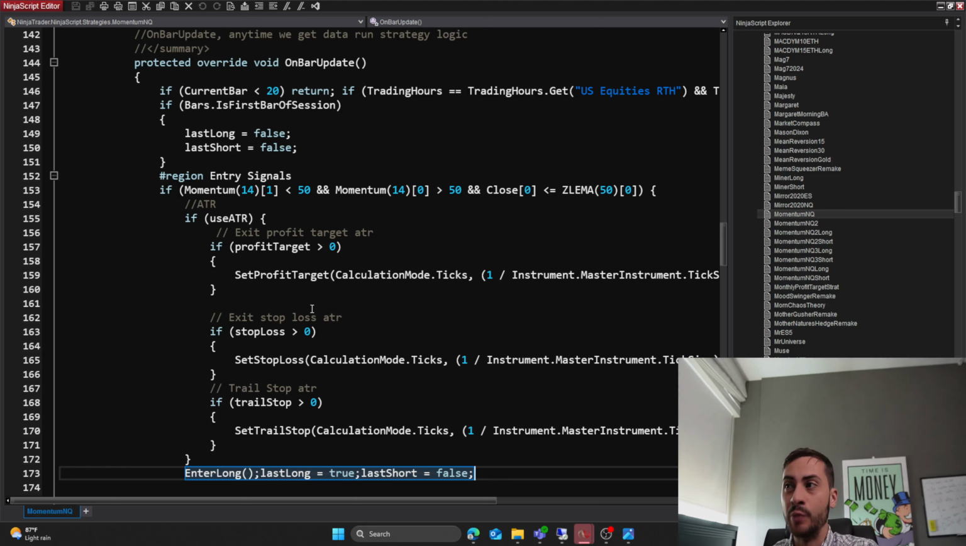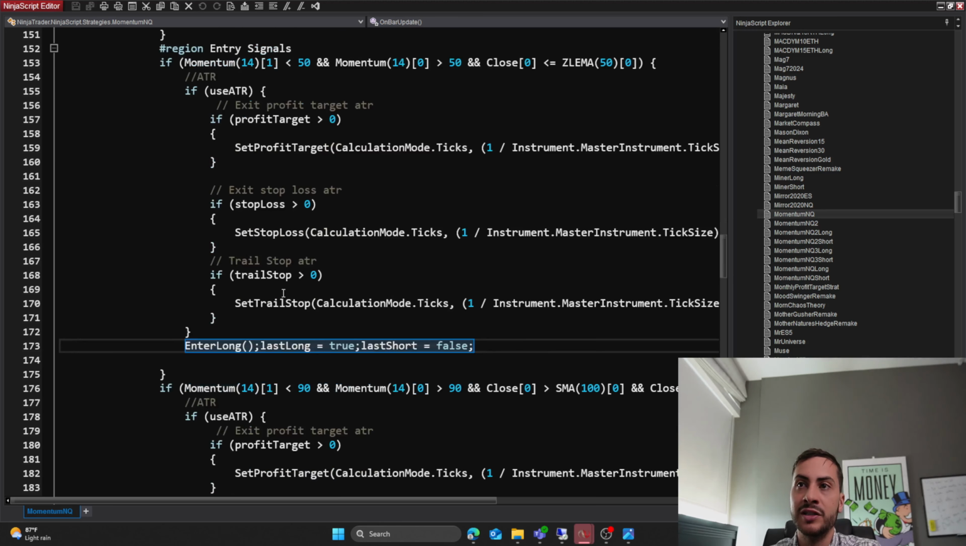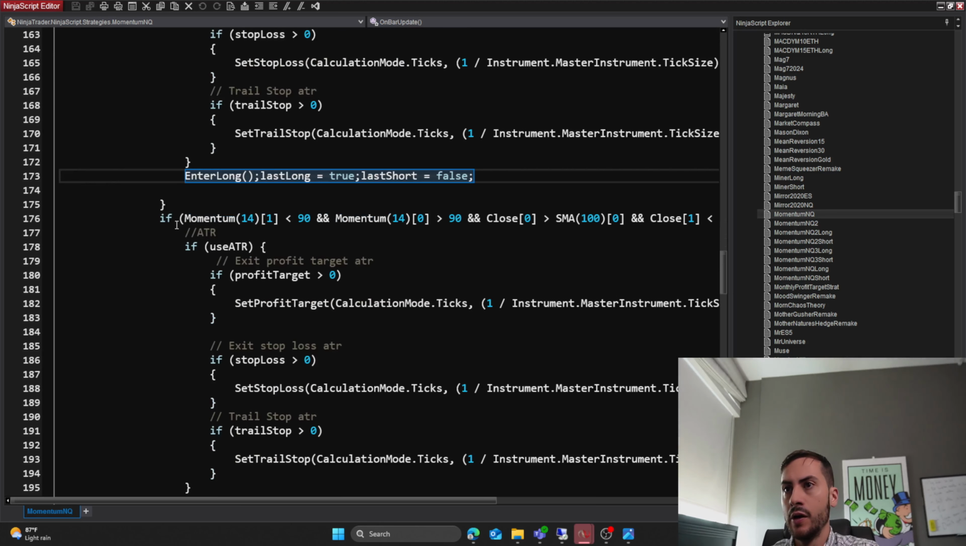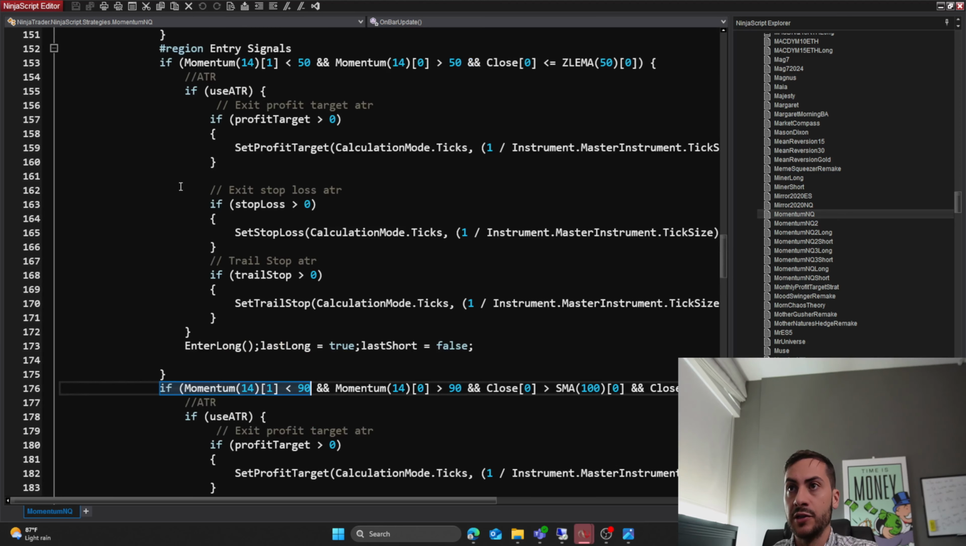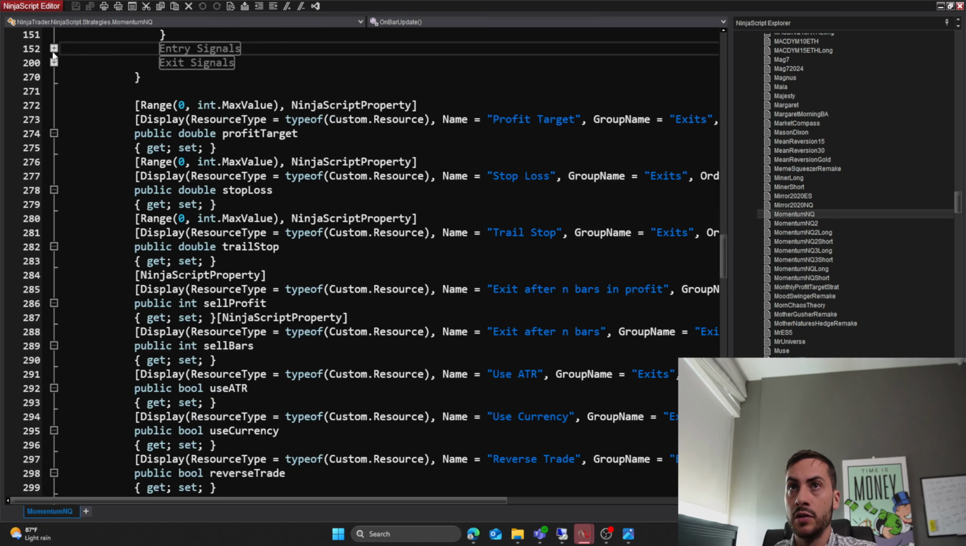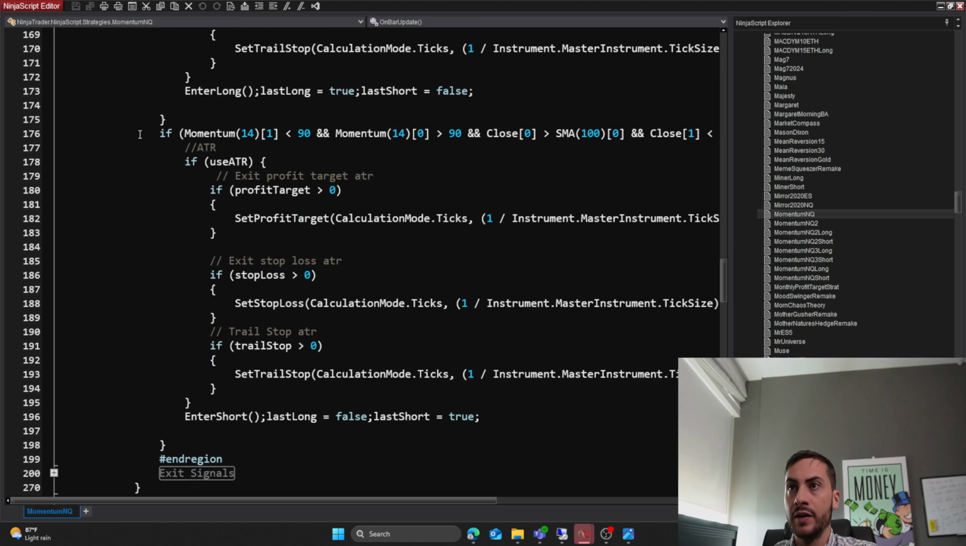Once again, it's kind of both, because momentum crossing above 50 would be indicating some type of breakout, but also the close price has to be below the zero lag EMA 50 period. So it's looking for a breakout, but we definitely have to be sort of in a dip scenario to see that. Now for the short side, that's the long side. Okay. So that's the long side.